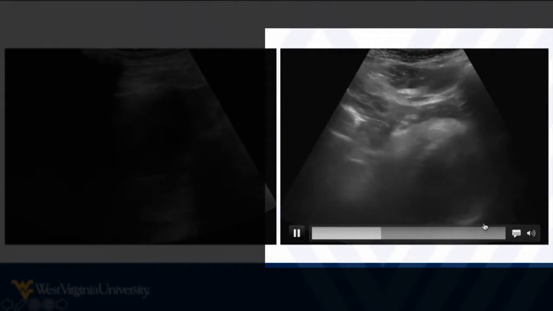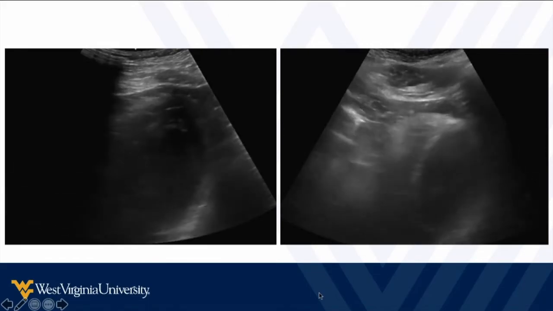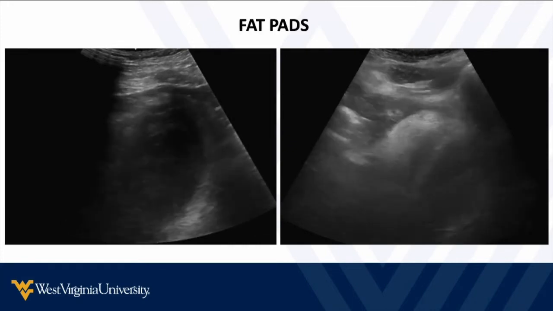Again, we don't really see much around the back. There's not much in the dependent areas. It has these flecks of gray. It keeps mostly the same shape. And if you're not sure, again, get some different views, different angles to help you decide. These are both fat pads.